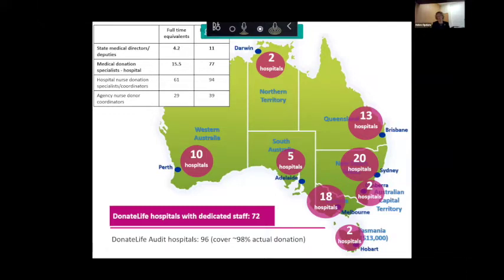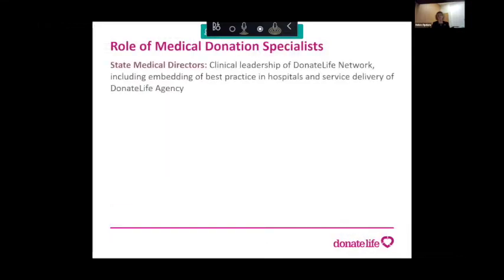We do have a couple of emergency department physicians who are also in the medical donation specialist roles in hospitals. So the state medical directors really have a broad clinical leadership over the entire Donate Life network. They're really responsible for driving the embedding of best practices within hospitals, but also service delivery of the Donate Life agency. And they often, along with a select number of other individuals, also provide that on-call medical advice that Andrew was referring to as occurs in Canada.